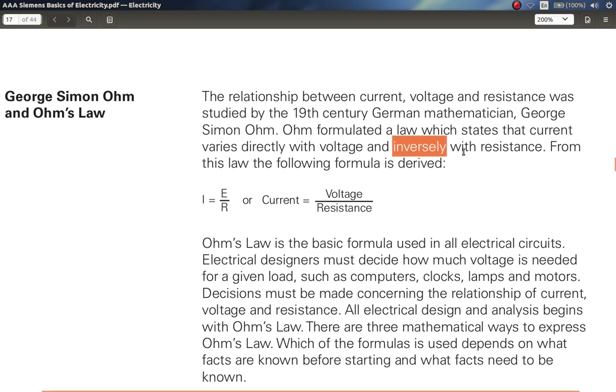And inversely with resistance, inversely means when one quantity increases, the other one decreases, and when one quantity decreases, the other one increases. So current and resistance: if you increase the resistance to a current flow, meaning that you try to hold them back even more than before, then the flow must decrease. So when you increase resistance, the current decreases.